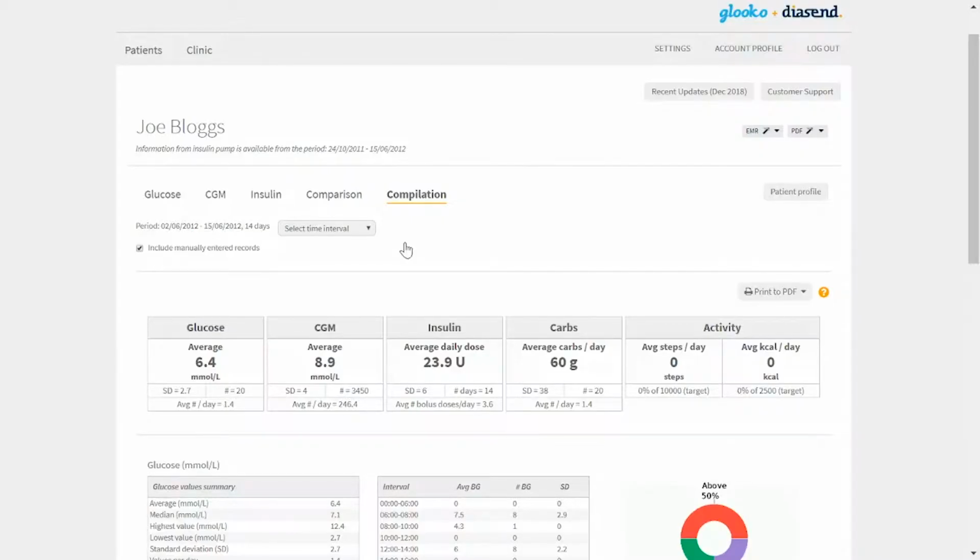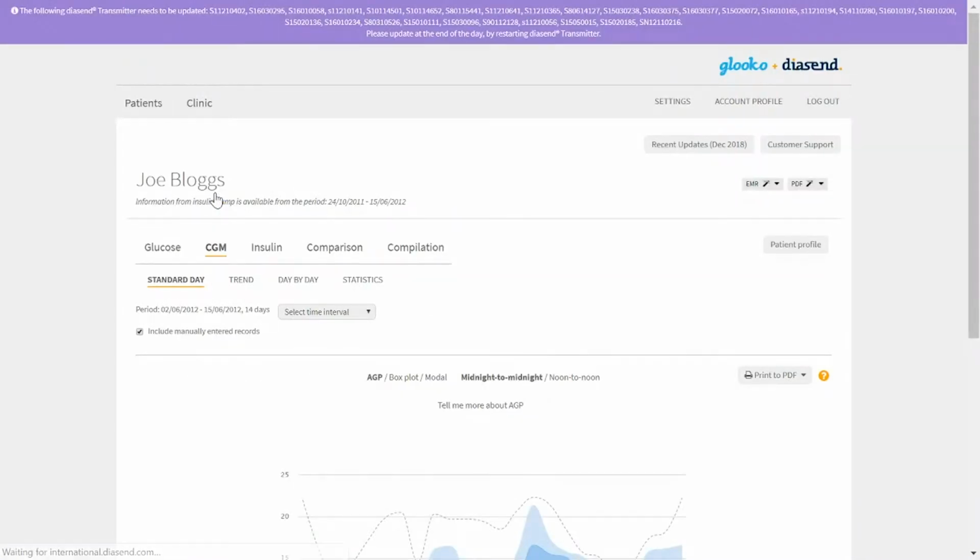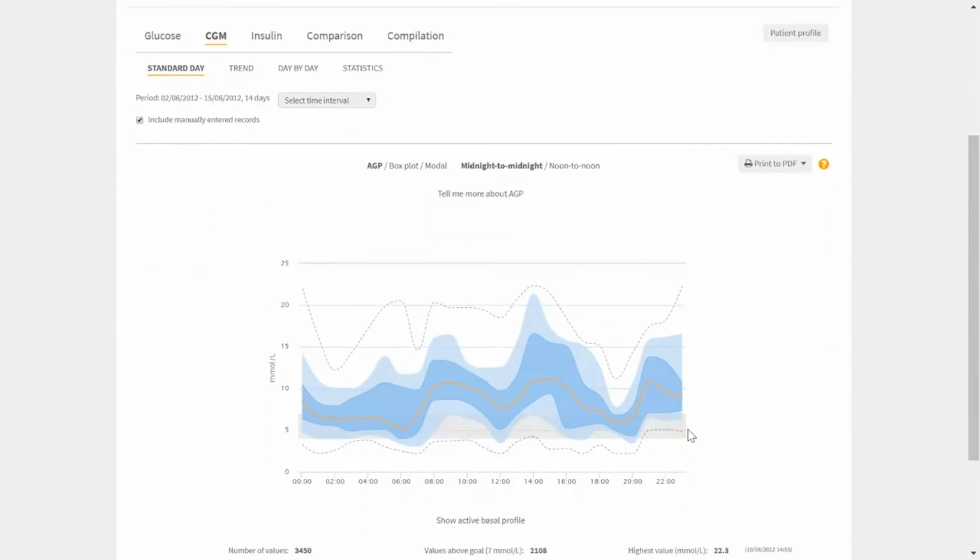This video will show you where to find and how to read the AGP graph in diasend. Firstly, click on the CGM tab. Once you click on that, it will take you through to the standard day tab, which is where you find the AGP graph.